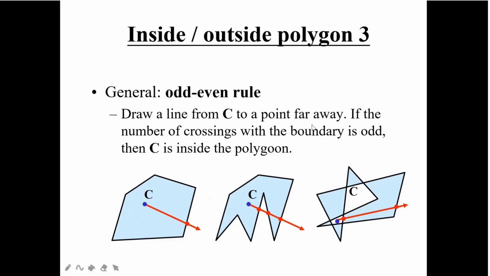Let's see. So first thing is, this is a polygon and the C point is inside, and what you're going to do, if the number of crossings with the boundary is odd, here you can see it has been crossed only once, right? Here in this image it has been crossed first this edge, second this edge, third this edge. Now here you see this is crossing for this one and this one. So now if the number of crossings with a boundary is an odd number, so here this is 1, it is an odd number, it means the C is inside.